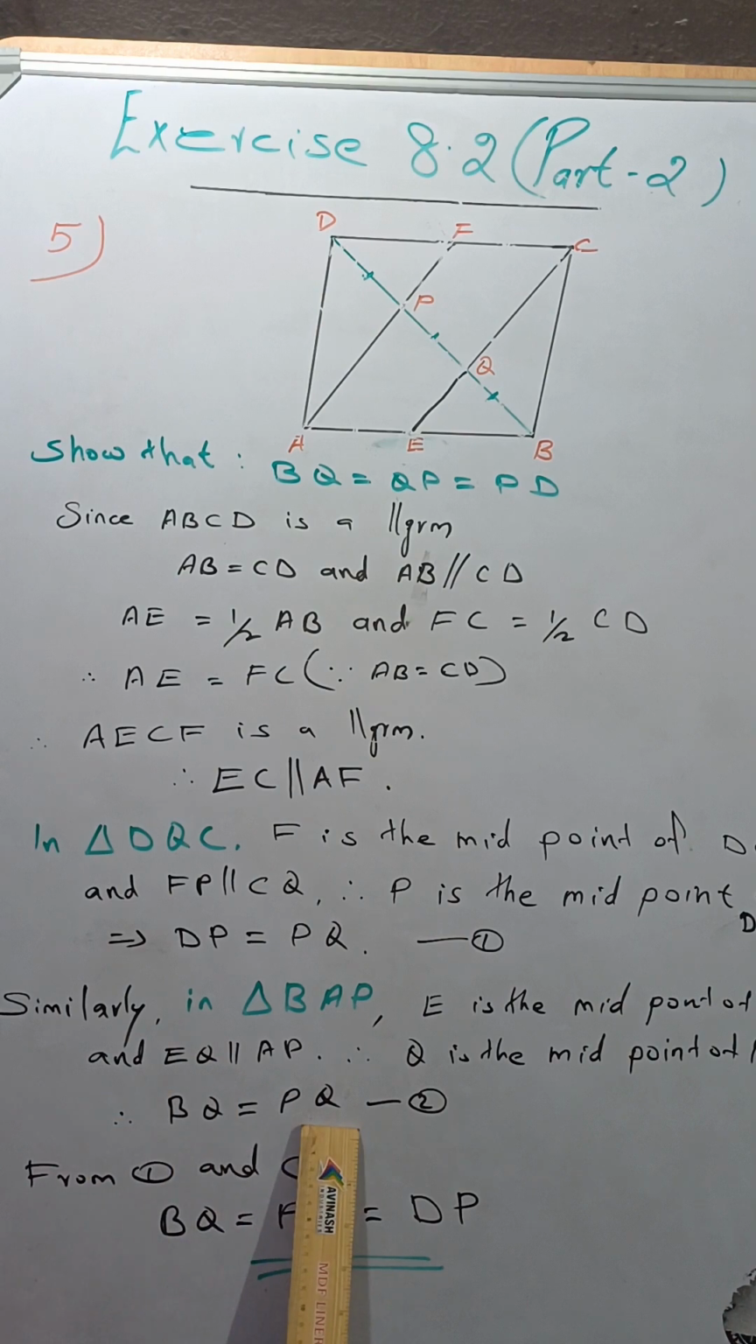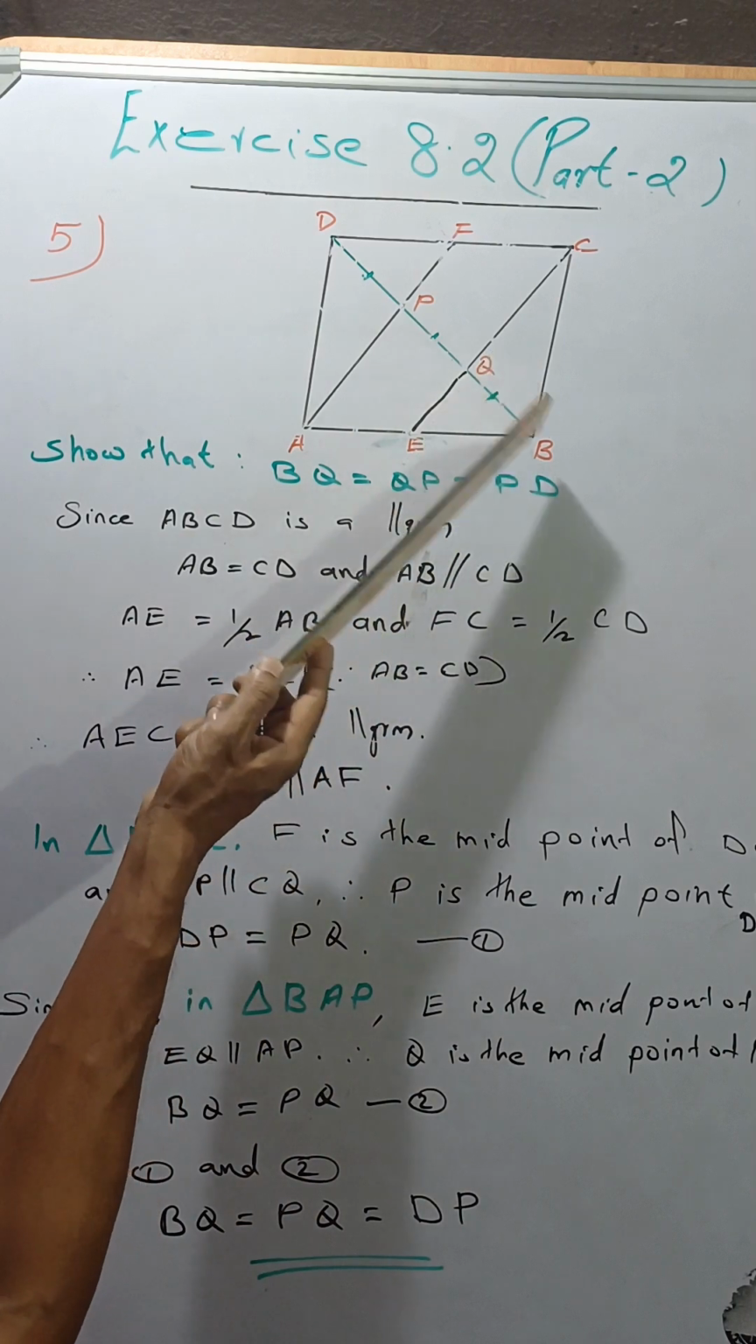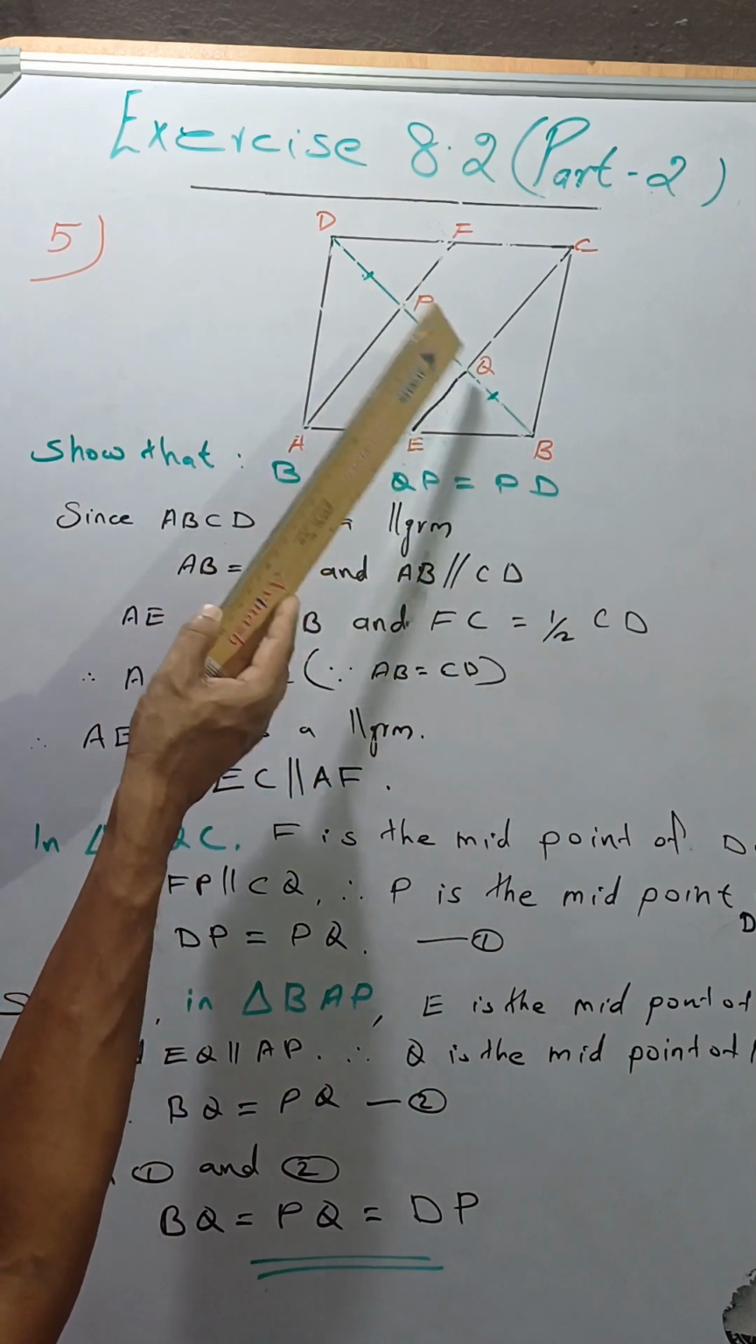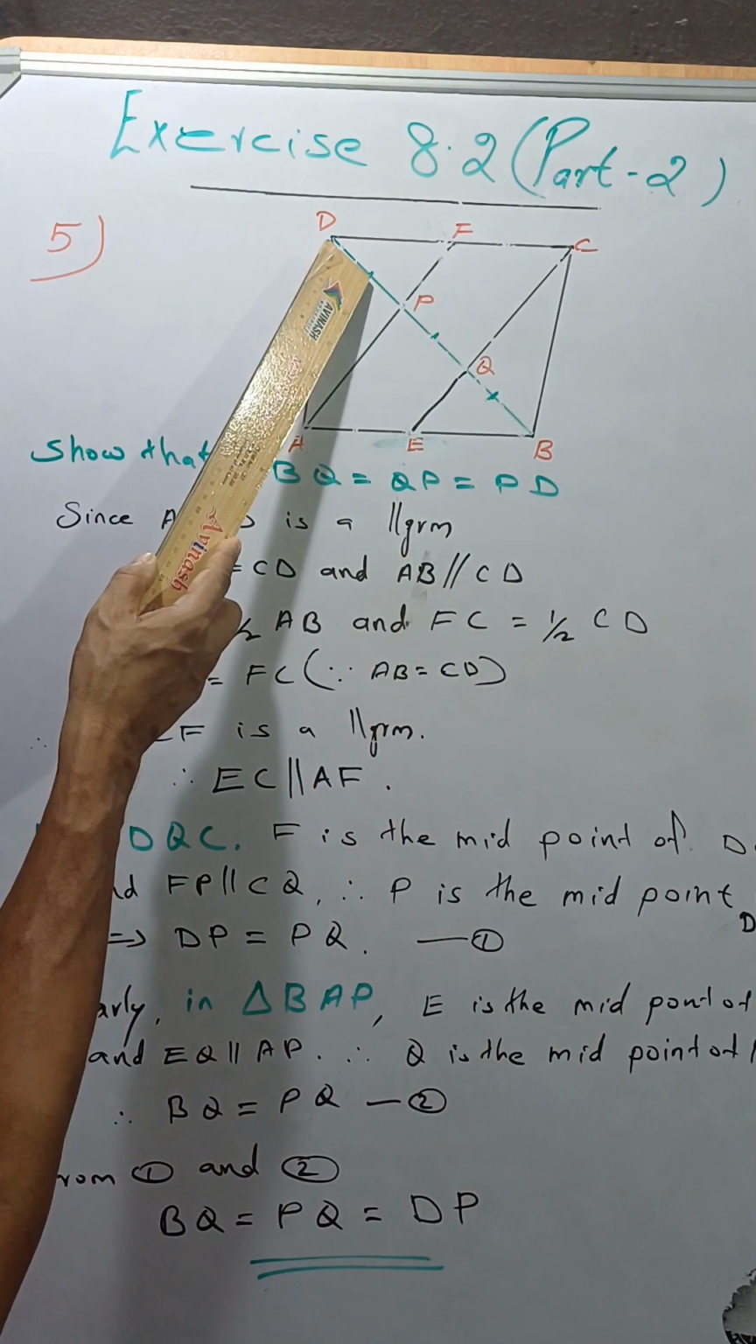BQ is equal to QP, that is 2. From 1 and 2 we have got these three parts: BQ is equal to QP is equal to PD.